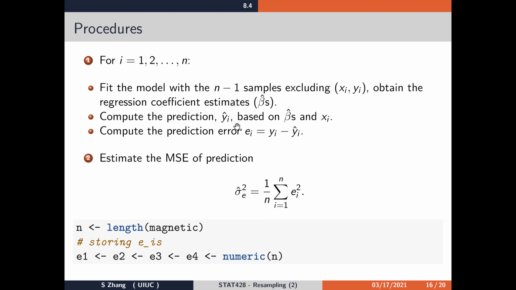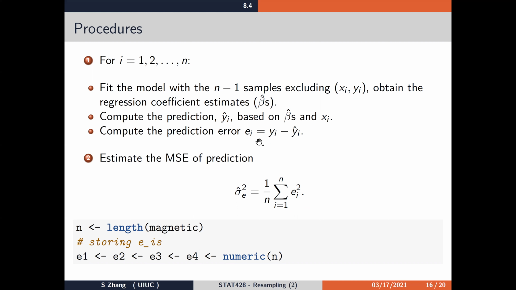Then we can compute the prediction error ei, which is given by the difference between the yi, the observed value on the ith sample, minus the fitted value predicted using the leave one out regression. The MSE of prediction can be estimated by the sample mean of the ei squared, so the squared prediction errors.